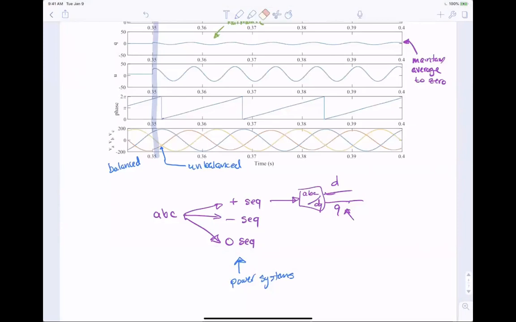Okay, thank you for this. Again, this is a conclusion to the three-phase PLL using a digital controller with the Tustin approximation. Thank you.